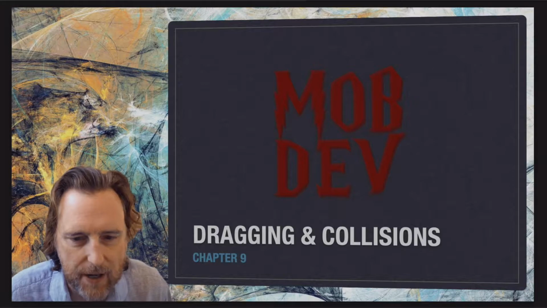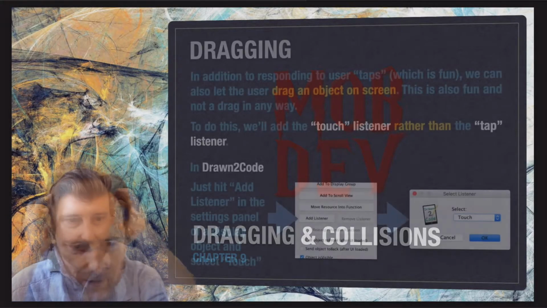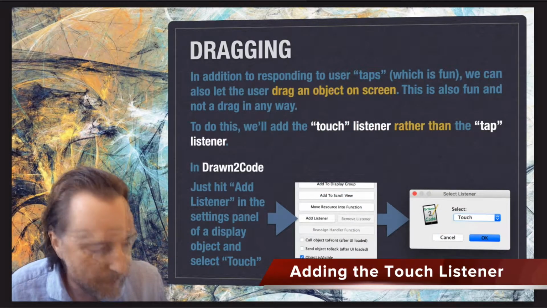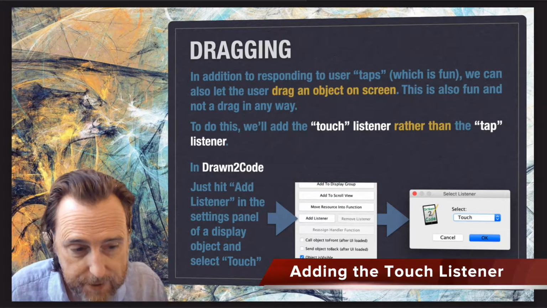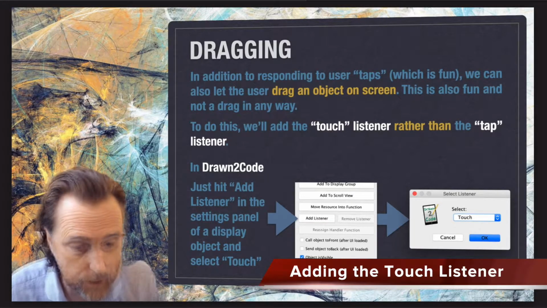We're going to start chapter 9, which is dragging and collisions. It's a fun topic. If you've looked at the chapter, it's a big chapter. If you looked at the keynote, it's a big keynote. So I'm not going to rush through it.